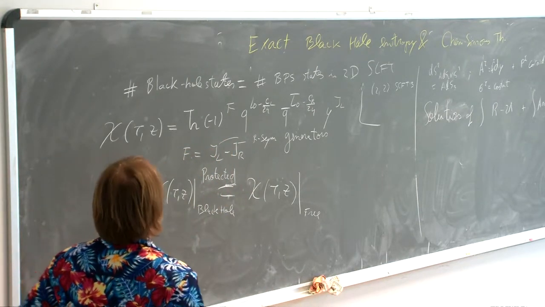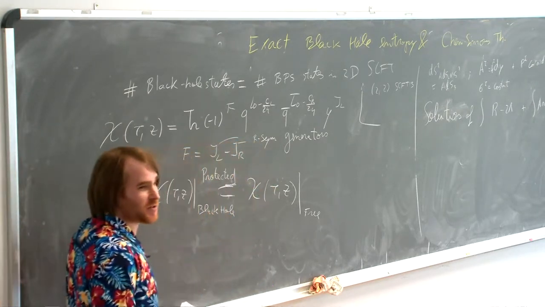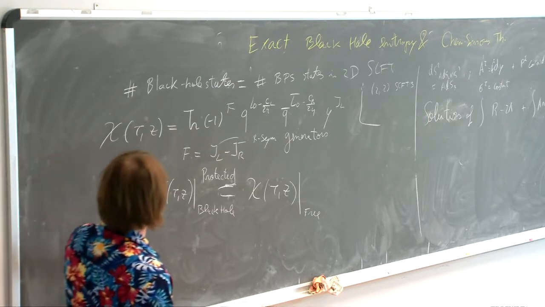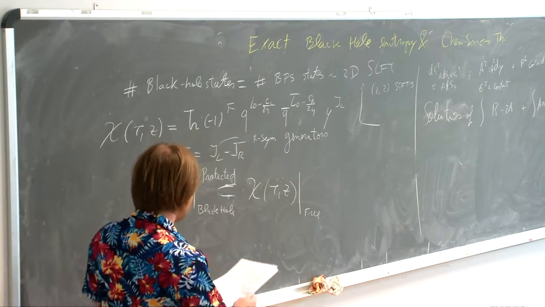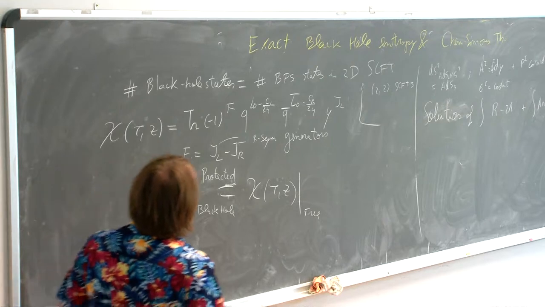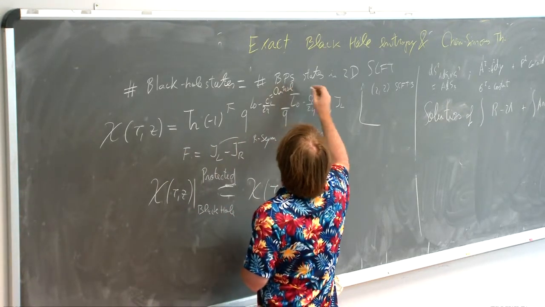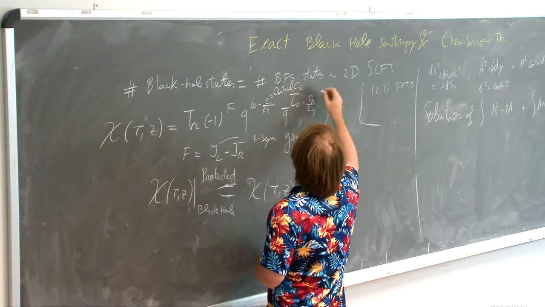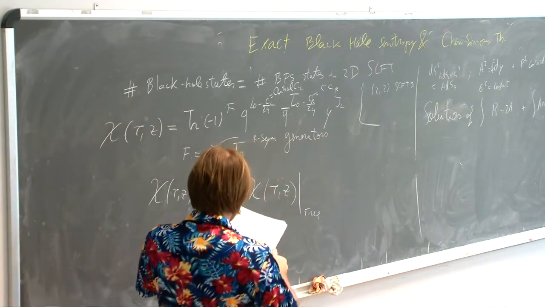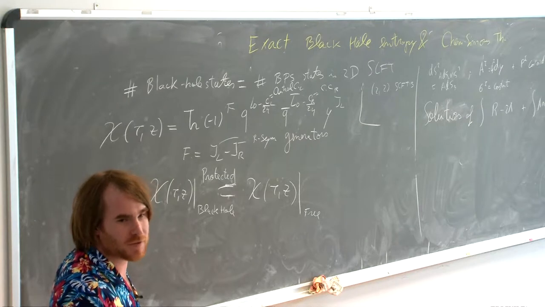Now, I may ask if this elliptic genus really computes the entropy of a black hole. I'm not sure if Samir is going to explain that. I will not explain that either, so I'll just assume that you can. c_L and c_R are different. Yeah, they can be different. They're central charges, sorry. Left and right central charge.